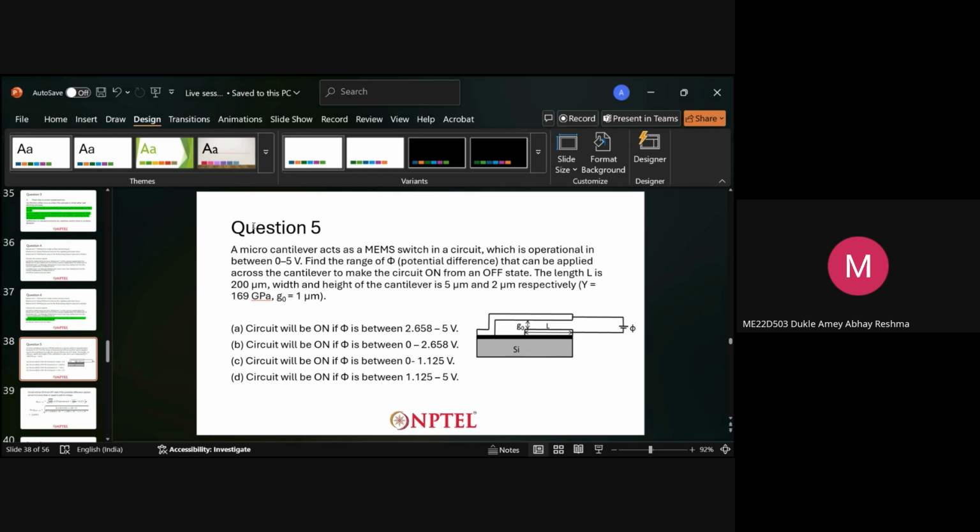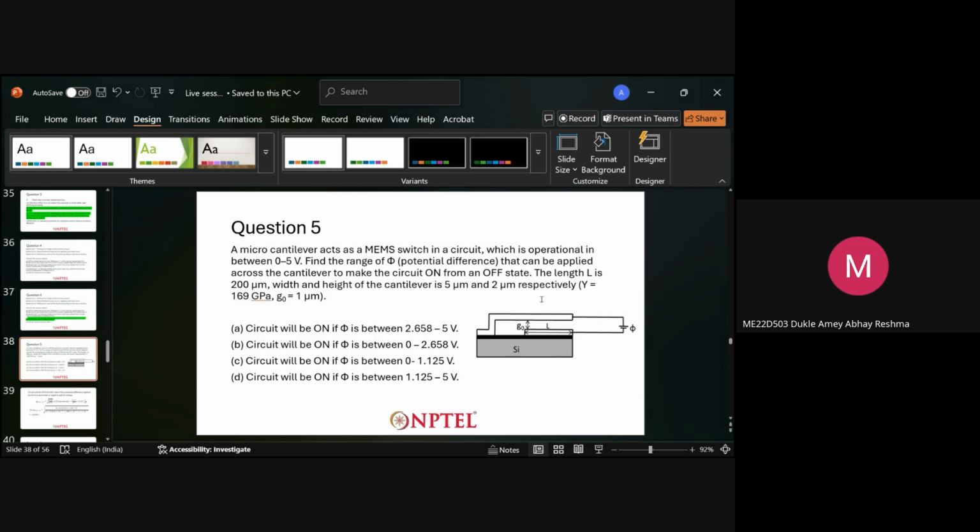You have a micro cantilever MEMS switch. Here you can see the diagram of a switch. It has been fabricated on a silicon wafer, through etching and through PVD, this micro cantilever beam has been fabricated, and then there is a capacitance that has been developed. The operational voltage is 0 to 5 volts. Find the range of potential difference that can be applied between the cantilever to make the circuit go from off state to on state.